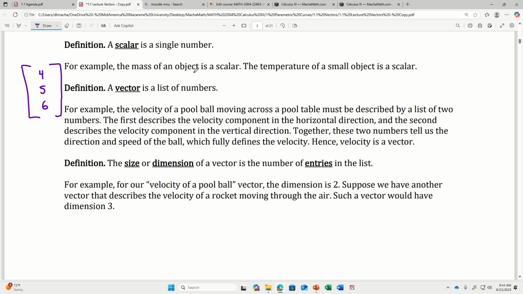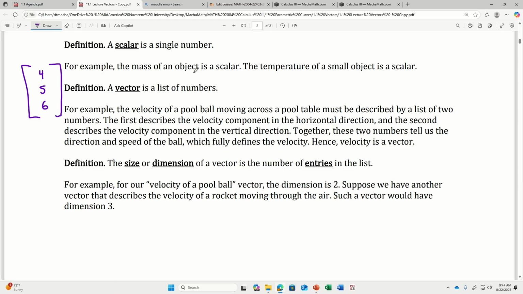But so a vector is a list of numbers, and a lot of times it's useful to describe something with a list of numbers. Like if you have an object that's moving through space, you could describe the velocity of that object with an x component, a y component, and a z component. If you've taken physics classes, you've probably already done this. So that way you can know what direction it's heading in and how quickly it's moving.